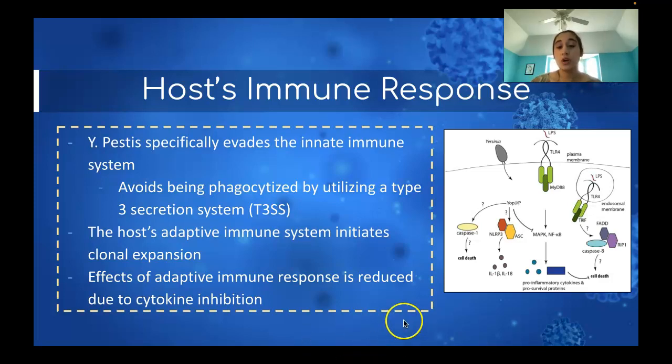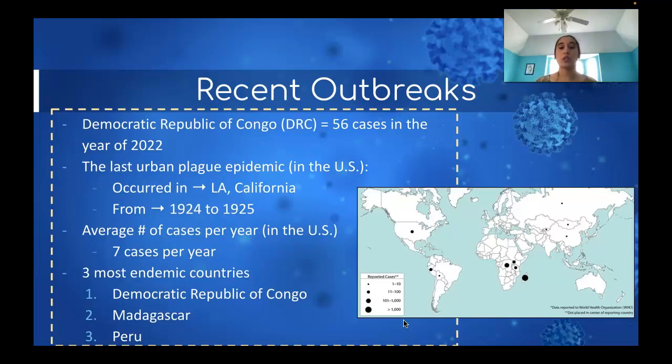And it also has proteins that inhibit the release of cytokines within the host, so that reduces the efficiency of the adaptive immune system as well. So some recent outbreaks. It does occur in today's world, however, not on a pandemic scale. According to the World Health Organization, the Democratic Republic of Congo has reported around 56 cases in the year of 2022, so that's this year. And that includes 2 deaths because of the bubonic plague.